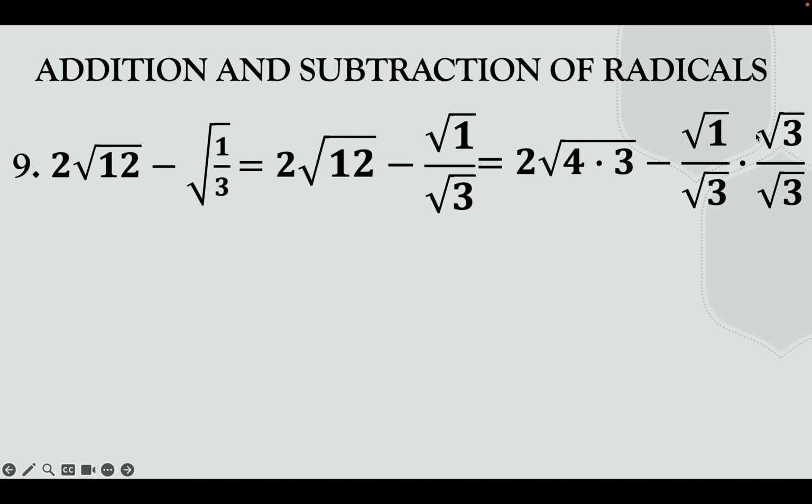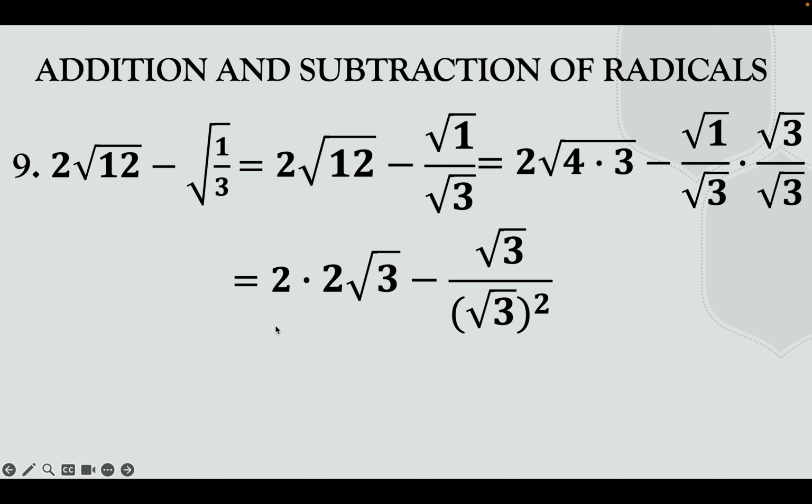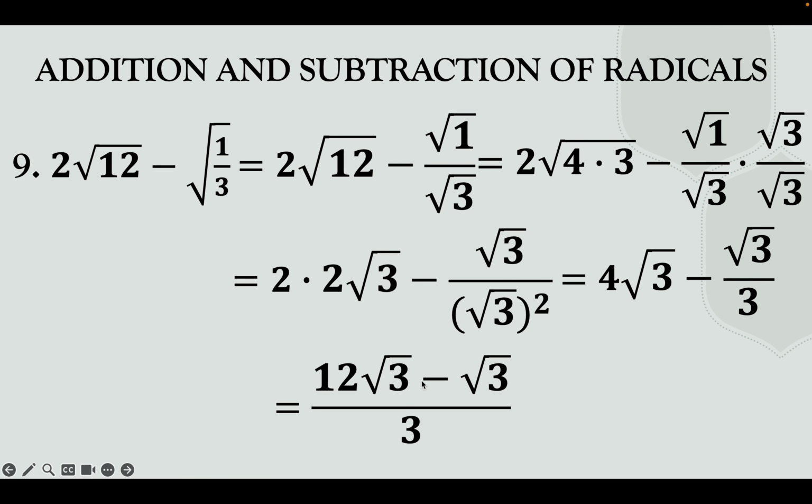Use rationalization. So, multiply both numerator and denominator by square root of 3. So, we have here, square root of 4 now is 2, times 2 square root of 3, minus square root of 3 over square root of 3 squared. Simplify this one, we have 4 square root of 3 minus square root of 3 over 3. To simplify this one, we must have the same denominator, so the denominator should be 3 also. So, we have 12 square root of 3 minus square root of 3 over 3. The numerator now will become 12 since 12 divided by 3 is 4.